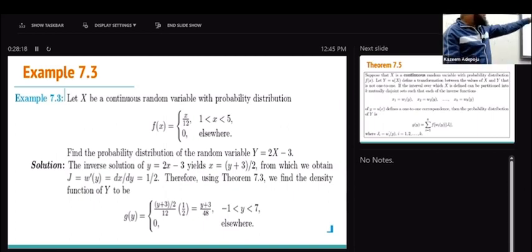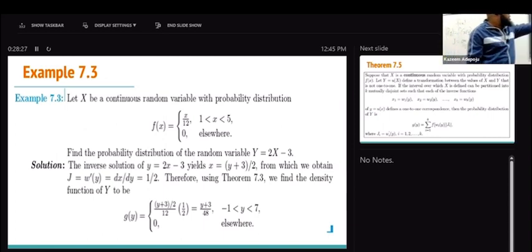Now, what are you going to plug in next? Plug in the upper point in the original distribution, which is 5. What is 2 times 5? 10. 10 minus 3 is 7. And that is why I was able to get the state space for the new variable in the derived distribution to be between -1 and 7. Any question?